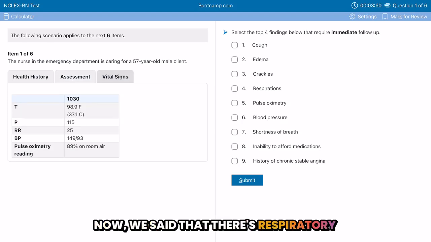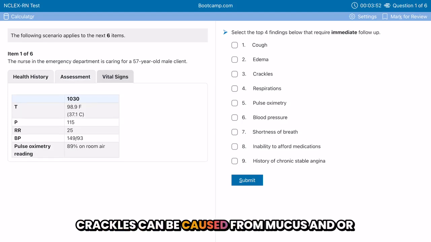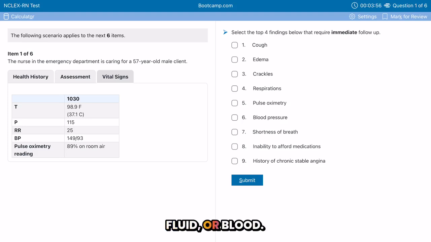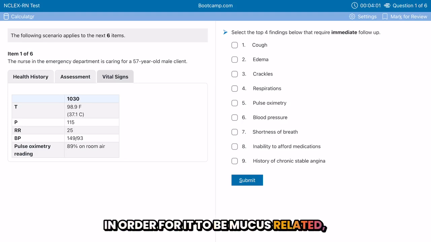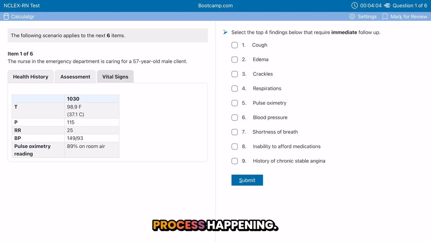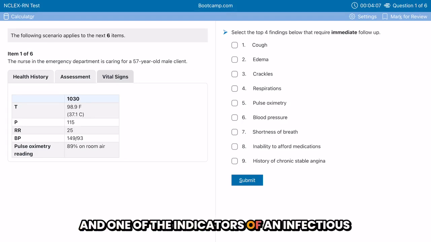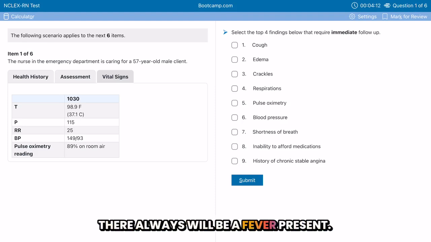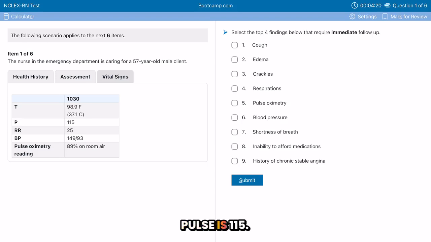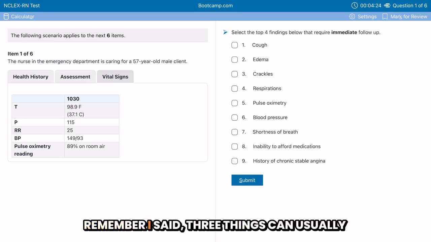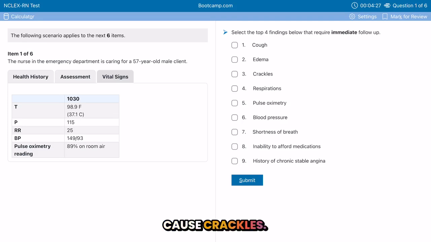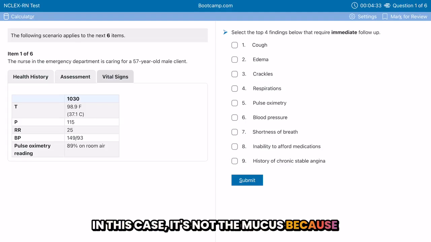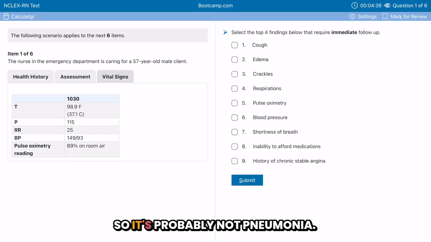Now, we said that there's respiratory happening. There's crackles. Crackles can be caused from mucus and or fluid or blood. In order for it to be mucus related, usually there would be an infectious process happening. And one of the indicators of an infectious process, specifically on the NCLEX, is that there always will be a fever present. In this case, the temperature is normal. Pulse is 115. Concerning. Remember I said 3 things can usually cause crackles: blood, fluid, and or mucus. In this case, it's not the mucus because usually that would cause some kind of infection. So it's probably not pneumonia.